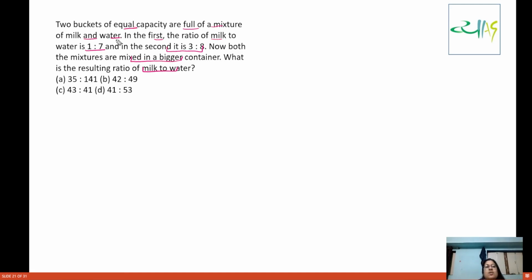Okay, so what it is saying, two buckets of equal capacity. So we have two buckets of equal capacity. Here the ratio is 1 is to 7. And here the ratio is 3 is to 8. Now both the mixtures are mixed in a bigger container.